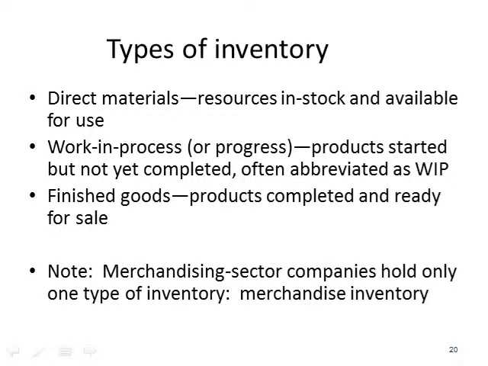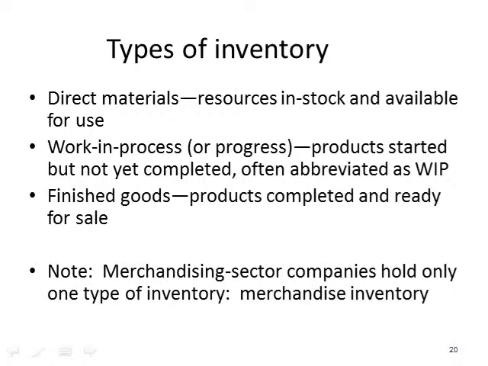And then we talk about types of inventory. Manufacturing sector companies purchase materials and components and convert them into finished goods. These companies typically have one or more of the following three types of inventory. So direct materials, that's resources in stock and available for use. Work in process or progress, that's products started but not yet completed, often abbreviated as WIP. And then finished goods, which are products completed and ready for sale.